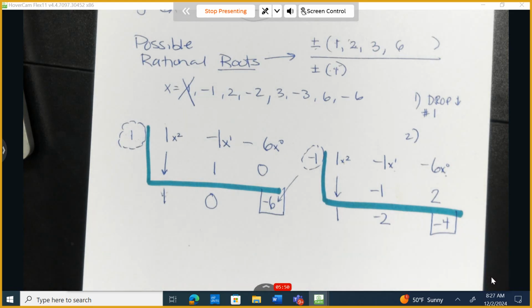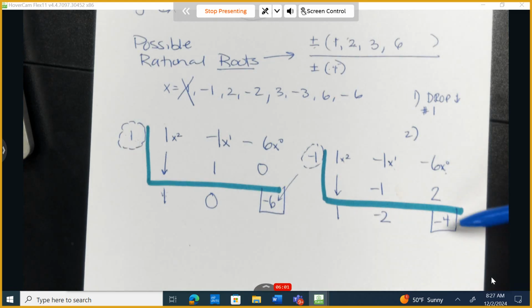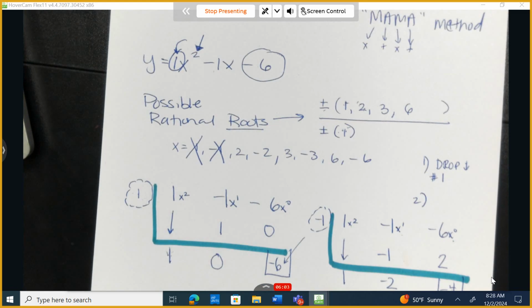Turn to your current partner. Does this answer represent that -1 is a solution or is not a solution? Turn to your partner. 5 seconds go. 5, 4, 3, 2, 1. It's not a solution because I didn't achieve 0. Come up here and cross out -1.